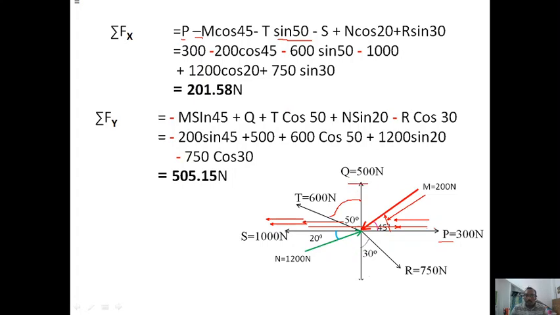What is the contribution of the q? Q is 0 because it is purely on the y-axis side, hence q is not taken in the equation of sigma f of x. And coming to the s, it is purely in the negative x direction, hence I take it as minus x.